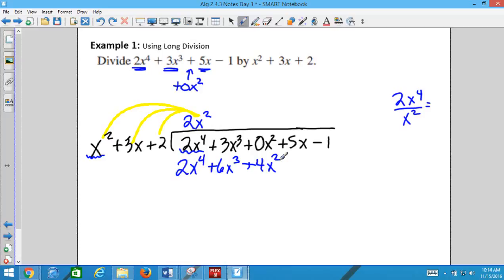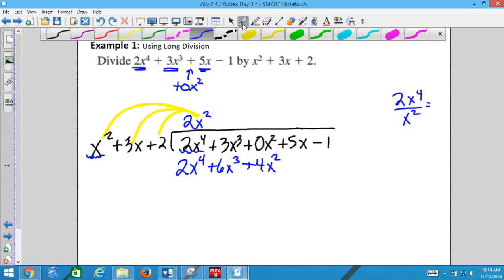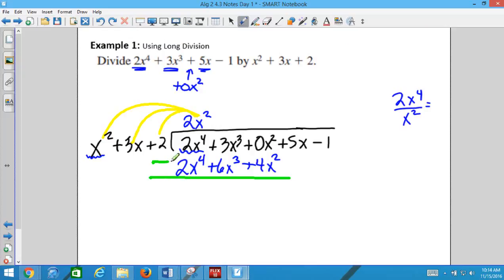What's the next step for long division? Subtract. I have a fun little rhyme. You ready? Draw the line, change the signs. No, it's not a song. That's subtracting by changing it into adding the opposite. Draw the line, change the signs. That's how we did subtracting before. We changed it into addition and changed all the signs. Now we can add them instead of subtracting.